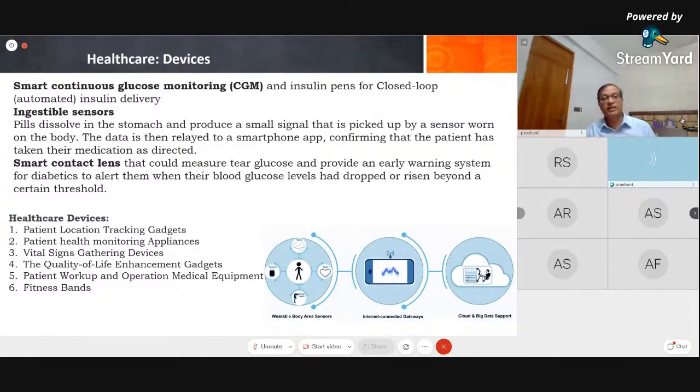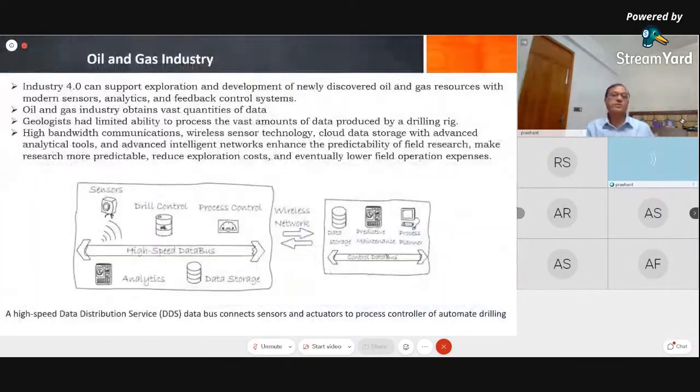So basically, these are gadgets which can enhance your quality of life, can tell you how much you walked, how your heartbeat is, how much your cholesterol is, and all this. There are fitness bands as well. So these medical devices put together become the CPS for the healthcare system, and help us in implementing the Industry 4.0 concept.